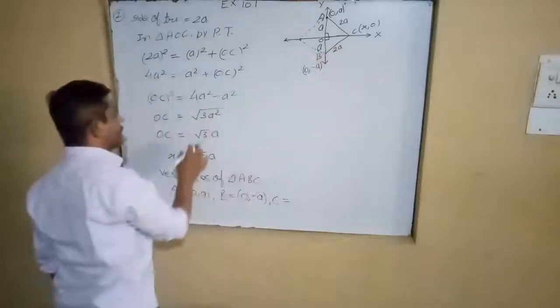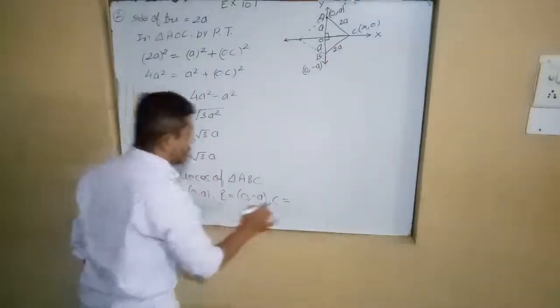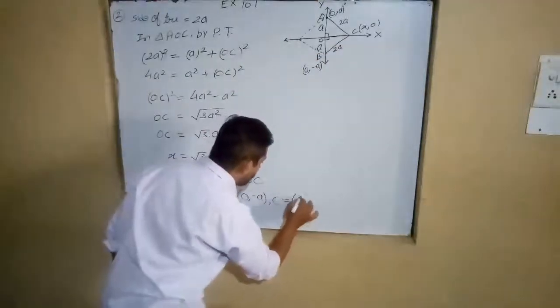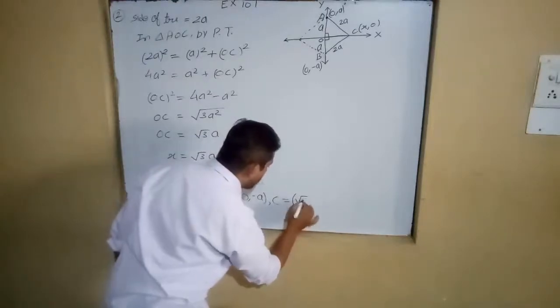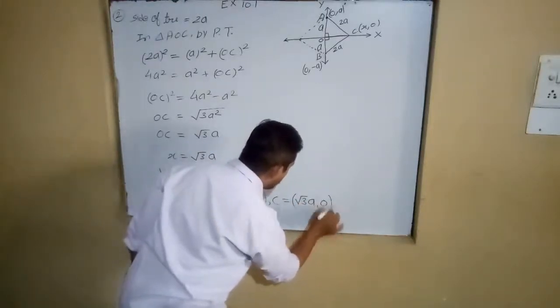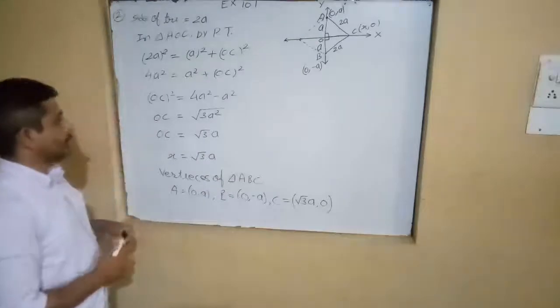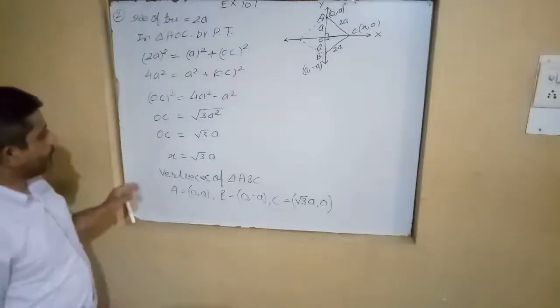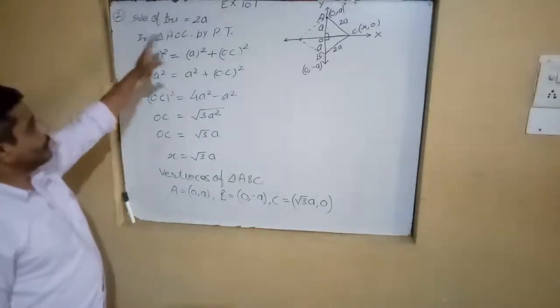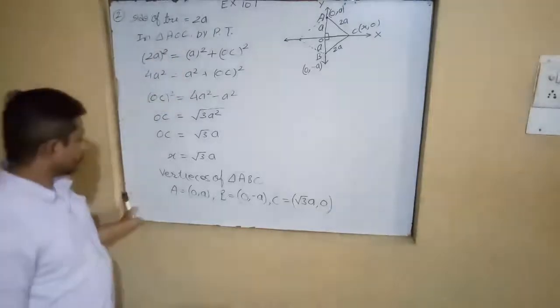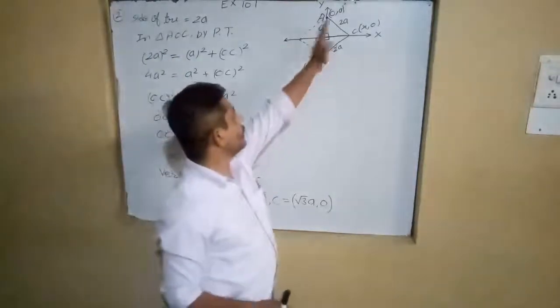X comma 0, and the value of x, what will come? Root 3 comma a. So we can write root 3a comma 0. This is our answer. So it's a very easy question how to find out the vertex. I think you understood. Now we can remove this.